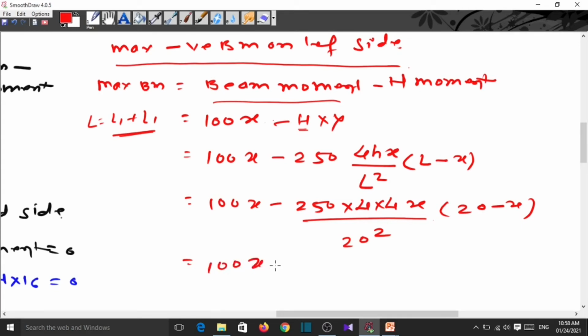100x minus 200x. We got here the equation 100x is 250 multiplied by 4 multiplied by 4 divided by 20 square. It is 250 into 8 divided by 20 square.